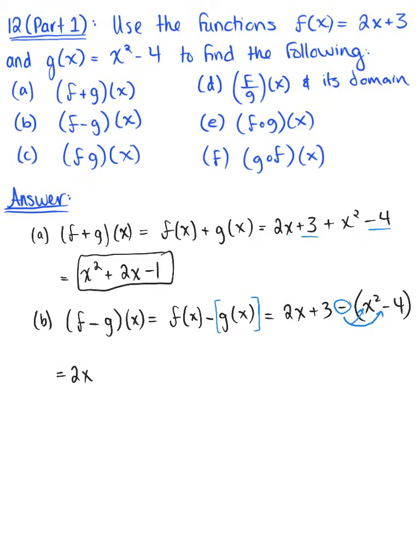Well, not the final answer, not quite yet. So we have 2x plus 3 minus x squared. And then a negative times a negative leaves us with plus 4. So grouping those like terms together again, we are left with the beautiful final answer, minus x squared plus 2x plus 7.